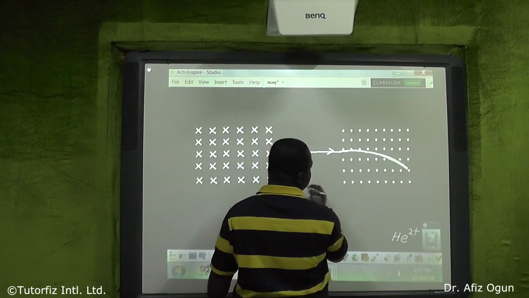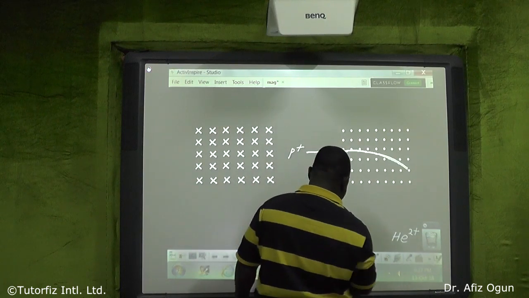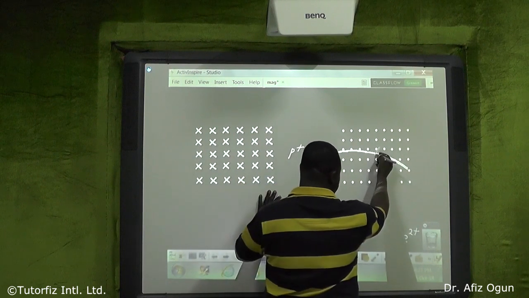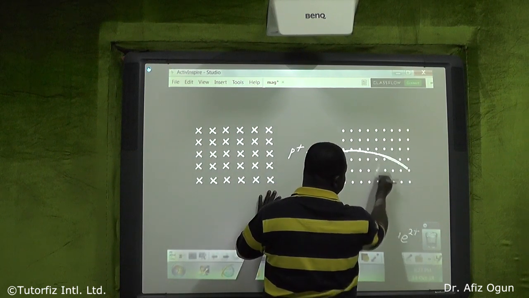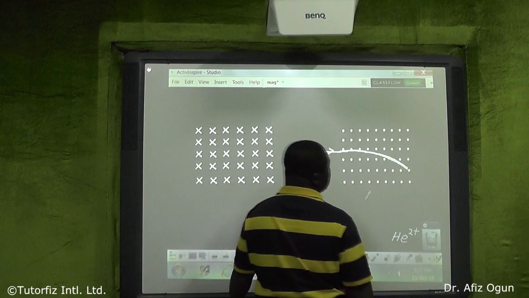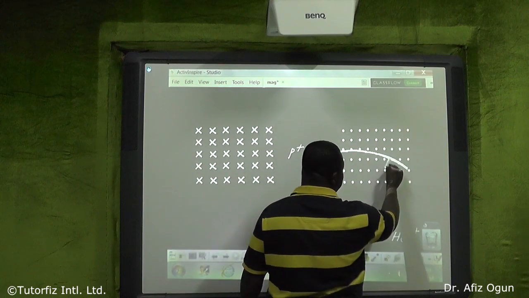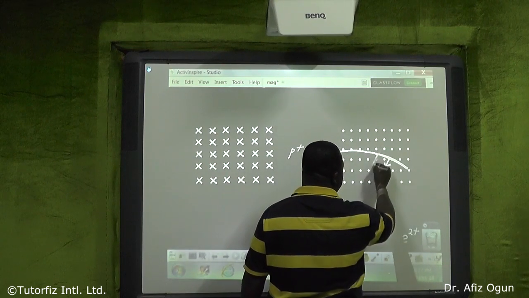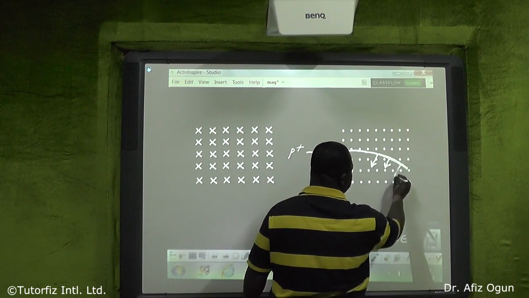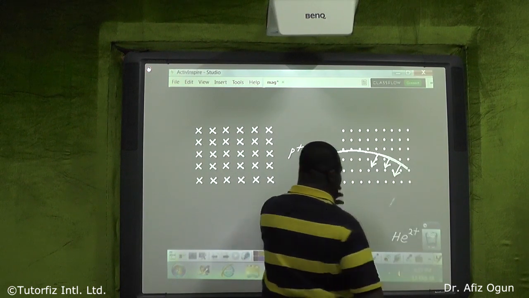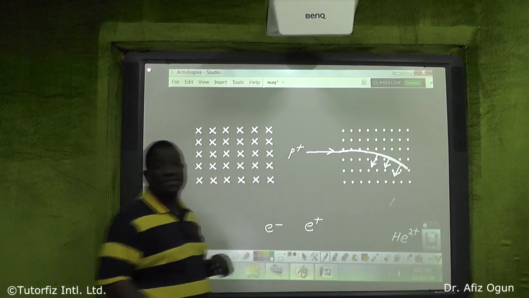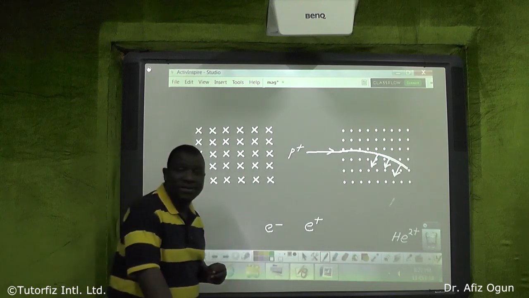A curve is traced, and of course the magnetic field is perpendicular. The magnetic force there is perpendicular to it. So what does that tell you? This looks like a centripetal force, and we are going to talk about that soon.